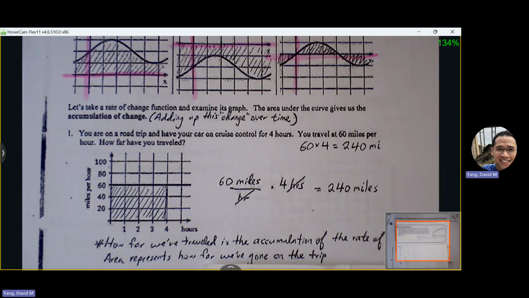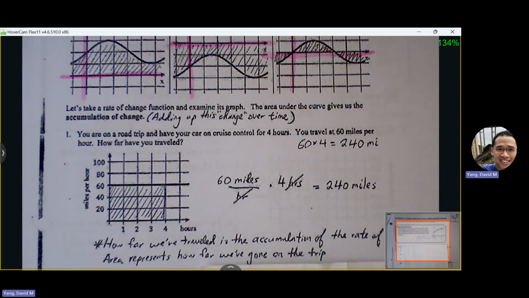So here's an example. You're on a road trip and you have your car on cruise control for 4 hours. You travel 60 miles per hour for 4 hours. How far have you traveled? So if this is our velocity graph, we're holding steady at 60. But if we want to figure out how far we travel, we're accumulating that rate of change over a 4-hour period. So if we accumulate change, then we're basically using area to represent how far we've gone on that trip.